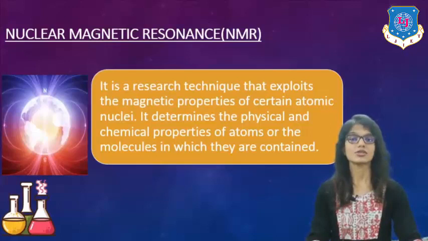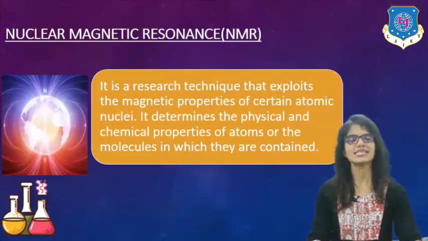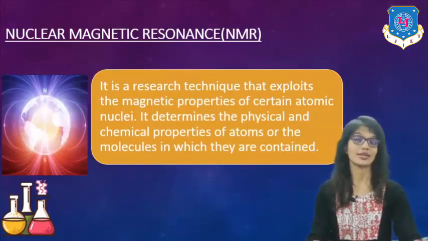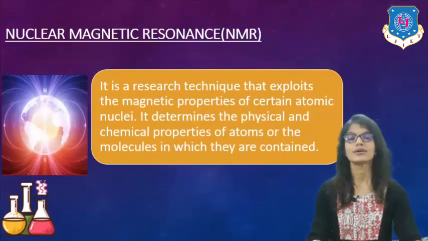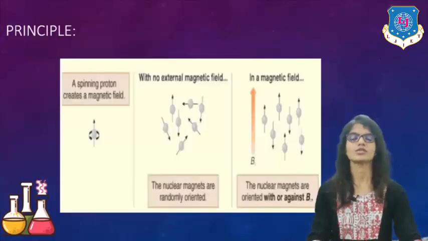So it is a research technique that exploits the magnetic properties of certain atomic nuclei. It determines the physical and chemical properties of the atoms or the molecules in which they are contained. So it is basically related with the nucleus of the atom, which contains two different things. Number one, proton. Number two, neutrons. Now let's observe its principle.